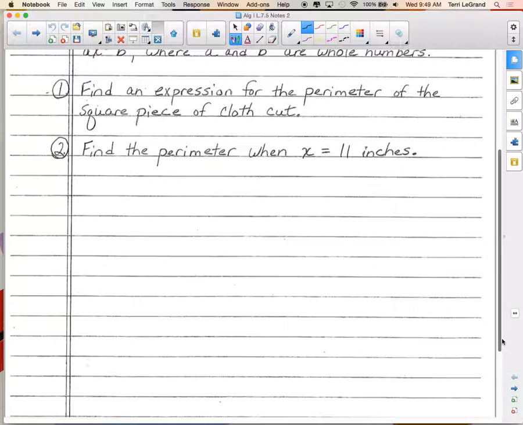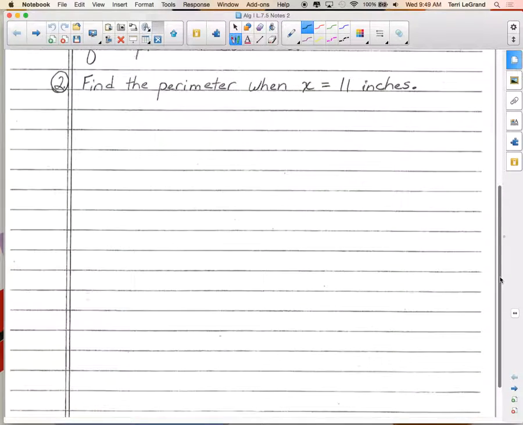So we got 2 different things going on here. We have a 2-dimensional amount. They want us to find a 1-dimensional amount. So how are we going to go about this? So let's deal with first number 1. Let's draw this cloth. It's a square, so try to make it look as close to a square as you can. We know its area, right? Its area is 16x squared minus 24x plus 9.